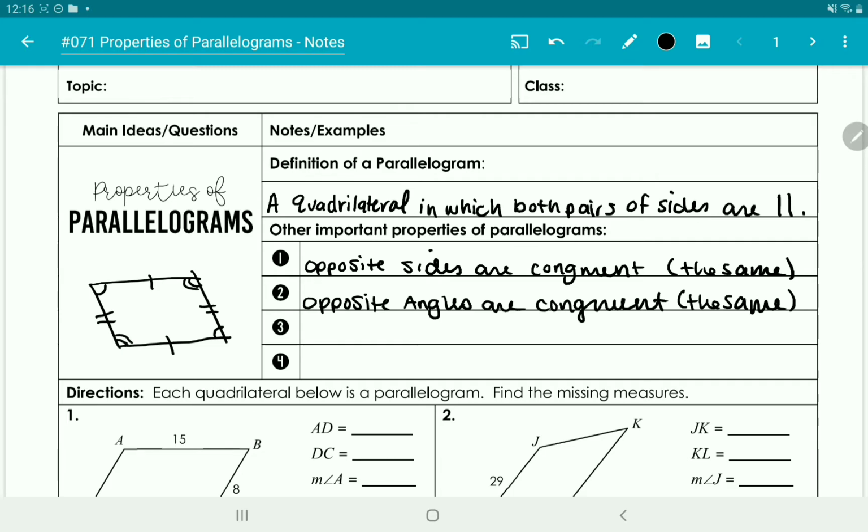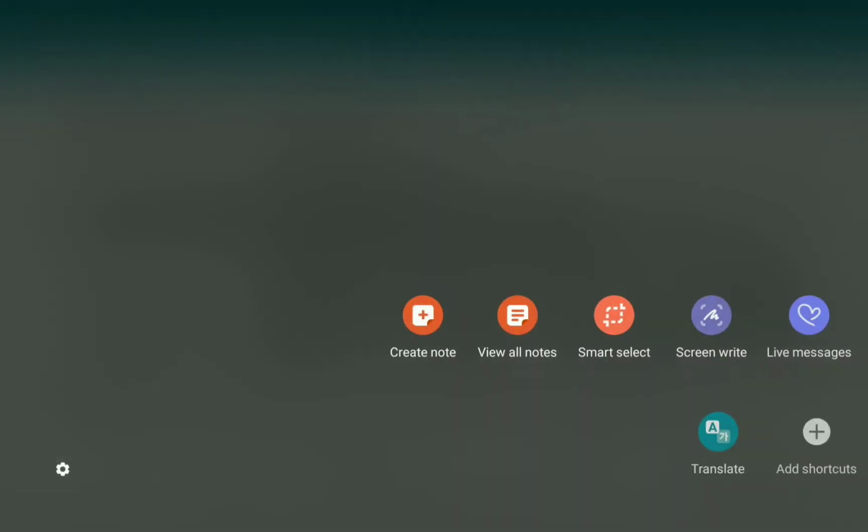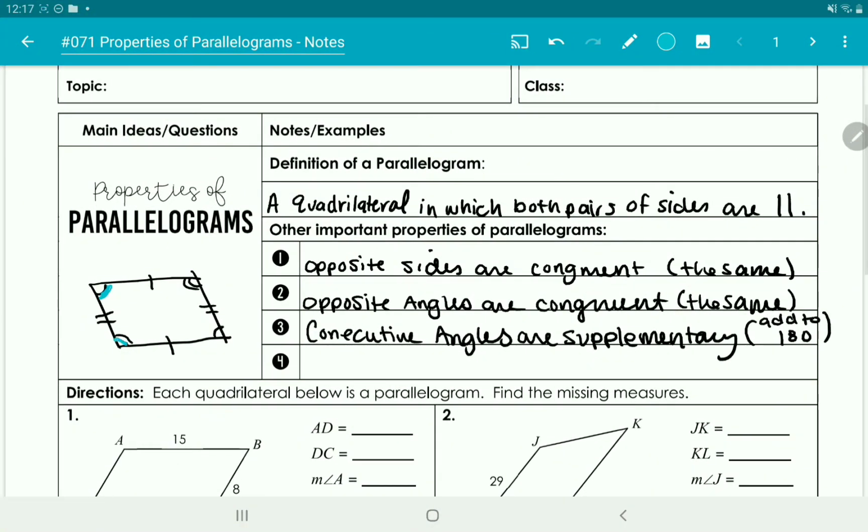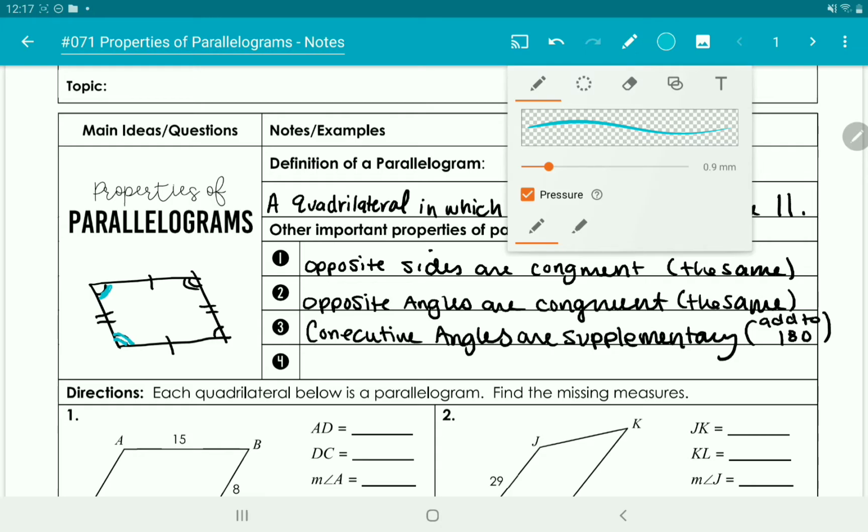Okay? Now we know that consecutive angles, or angles that come one right after another, are supplementary. I'm just going to write supplementary, and that means they add to 180 if you add them together. Okay, so like if I'll color them. So like this one, and sorry, I can't write. I'm having some issues with the tablet today for some reason. This one and this one are supplementary. So if you add those two together, they add to 180. So the consecutive ones, the ones that are right next to each other, not opposite each other.